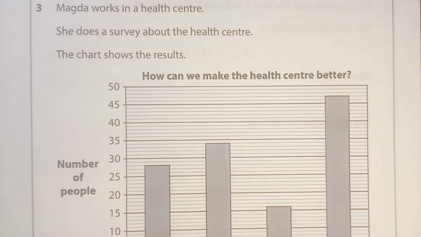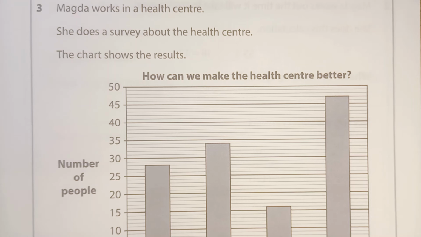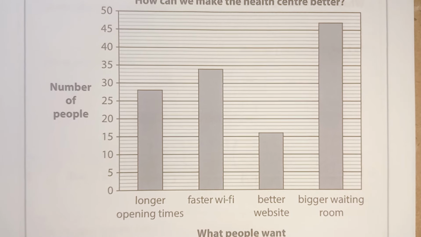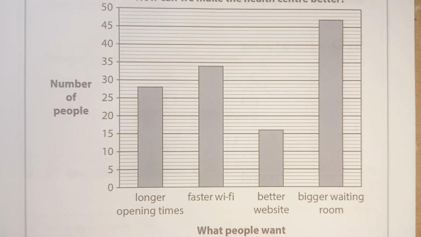Okay. Question 3. Magda works in a health centre. She does a survey about the health centre. The chart shows the results. How can we make the health centre better? So we've got, let's move this up so we can see it all. Right, we've got what people want along the bottom. So longer opening times, faster Wi-Fi, better website, bigger waiting room, and the number of people up the sides.